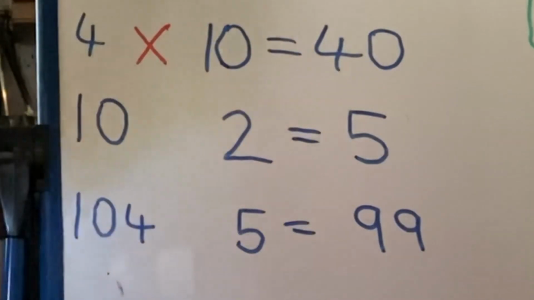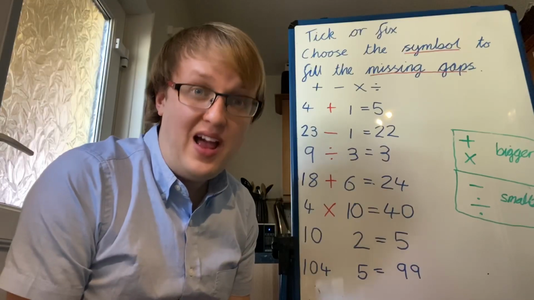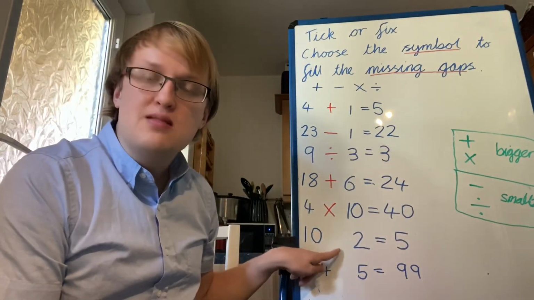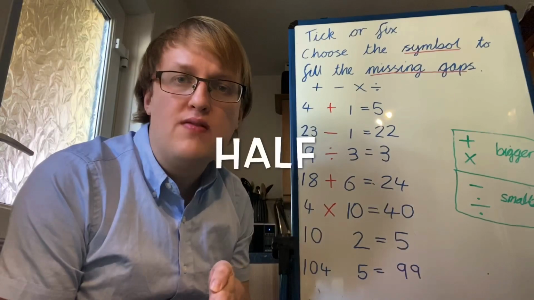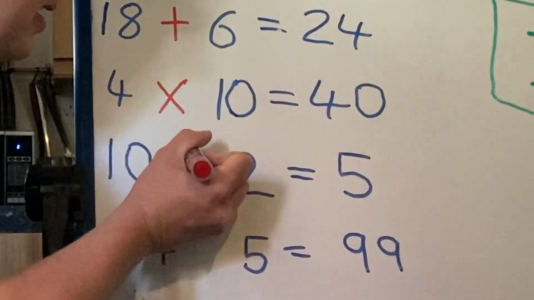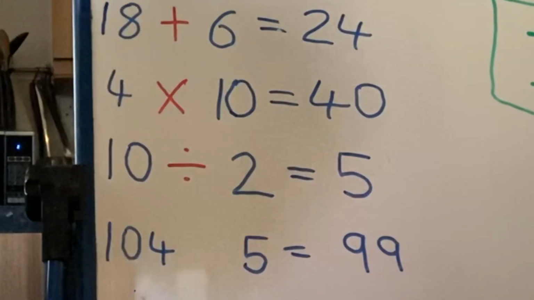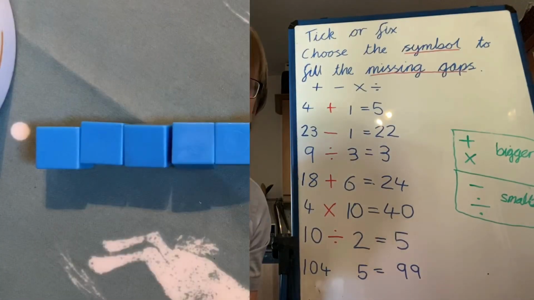Let's try with take away. 10 take away 2 is 8. That means our answer must be divide. Divided by 2 is the same as half, isn't it? We'll look at that on the base 10, but let's quickly put my answer in. 10 divided by 2 equals 5, and let's have a quick look at the base 10.